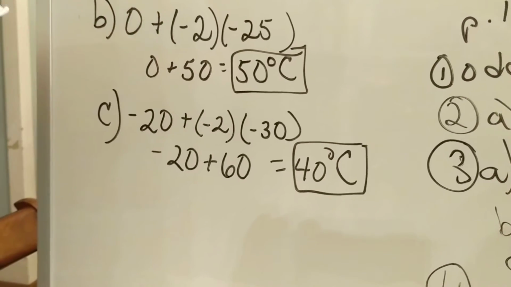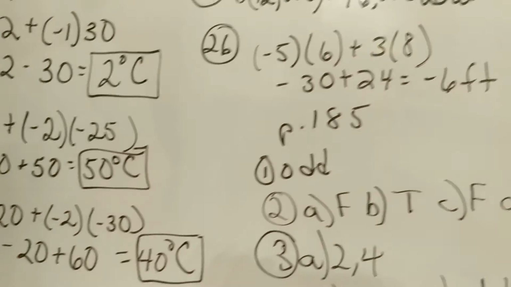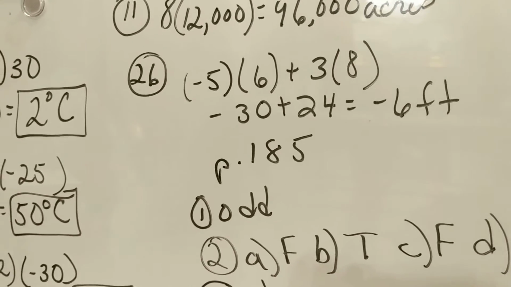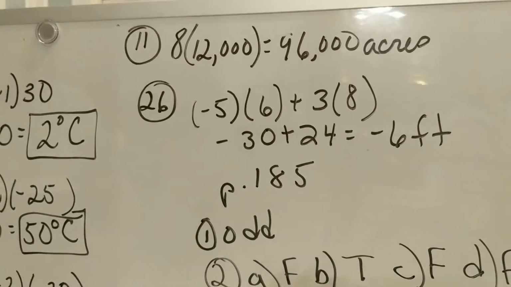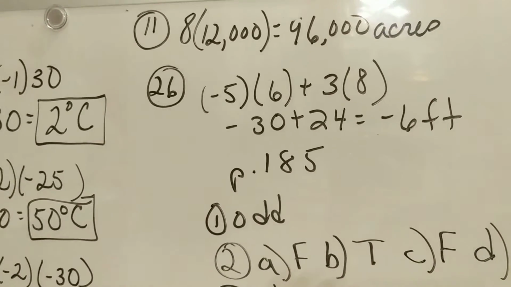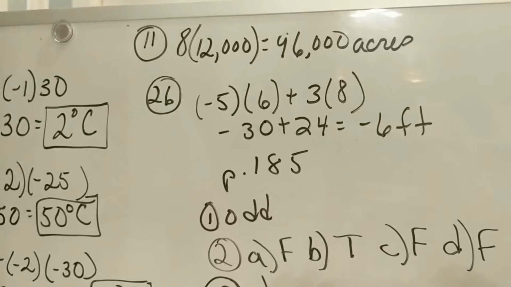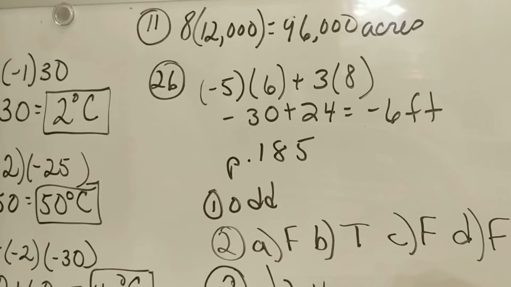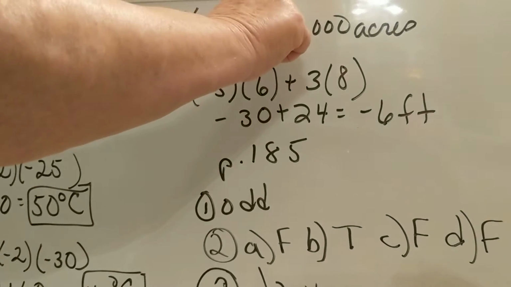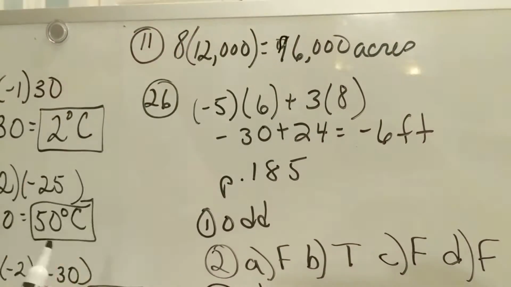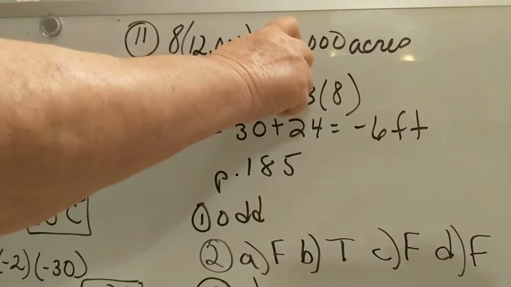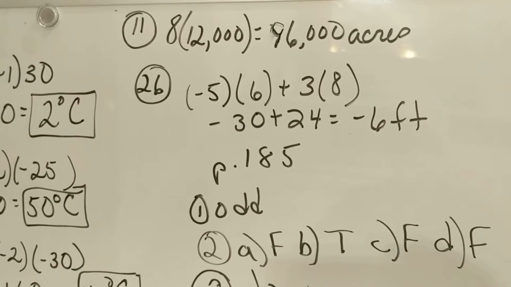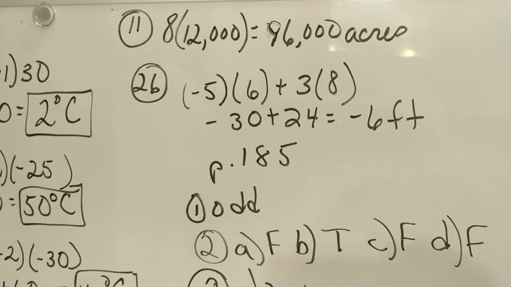All right, let's go to number 11 at the top of the board here. This is farmland acreage lost to family dwellings over the next 8 years, and it will be 12,000 acres. And it says how many acres are lost, and it's 96,000 acres lost. Now, I didn't put negative on it because it used the words how many were lost. So we didn't really have to. If it had just said what is the net acreage, we would have had to use that.